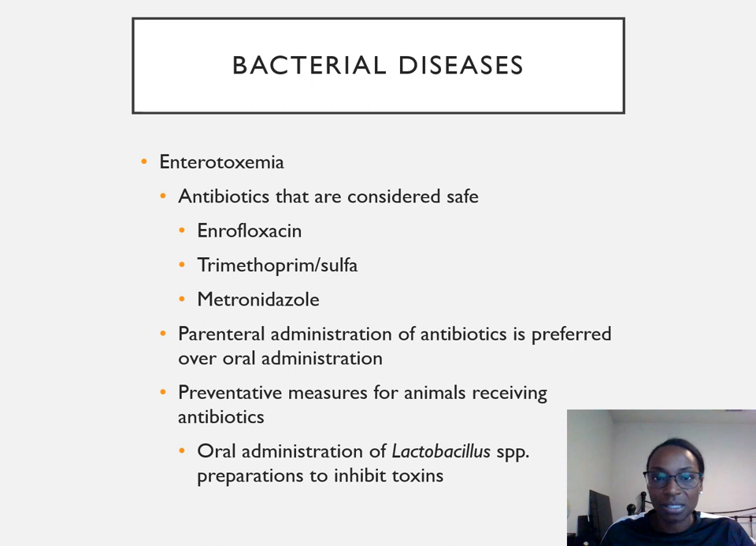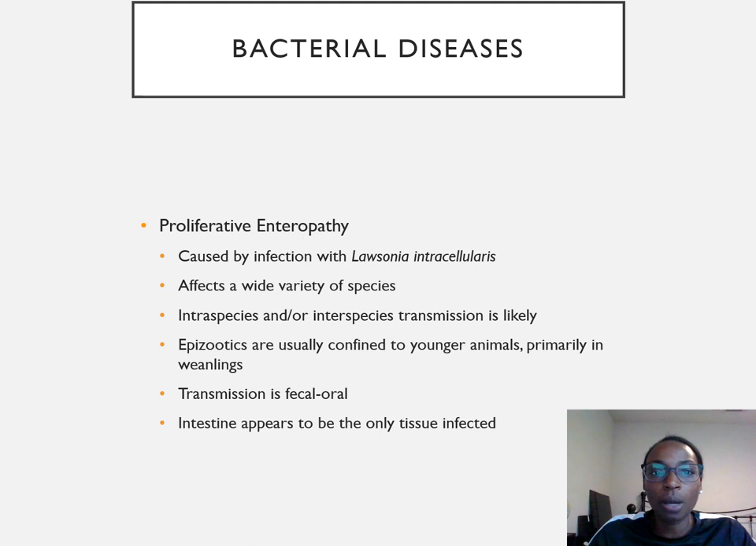So the next enteritis that we're going to talk about is known as proliferative enteropathy. This is caused by the bacteria Lawsonia intracellularis. Now, basically, proliferative enteropathy just means a disease of the intestines. And this bacteria affects a wide variety of species. We can see this in hamsters, ferrets, and pigs, along with rabbits.